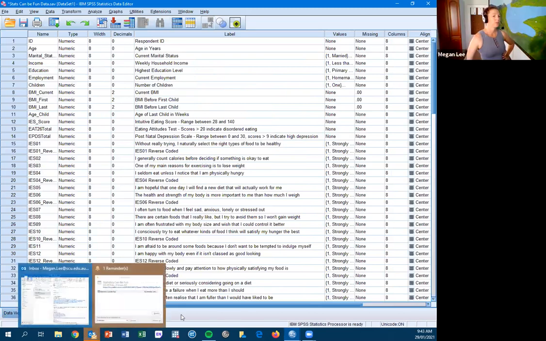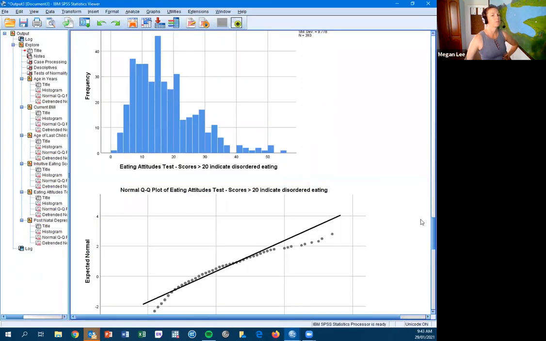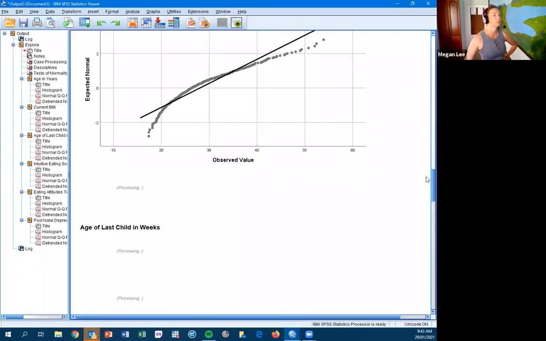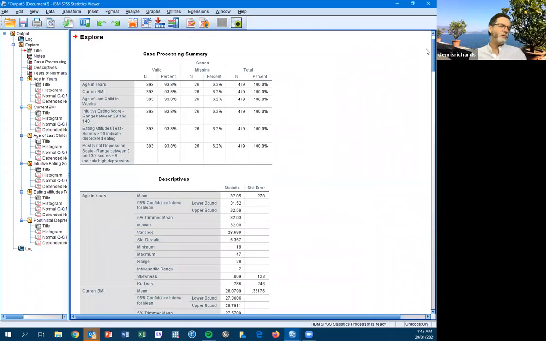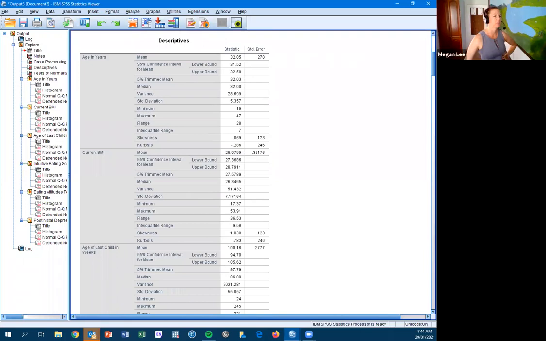Cool. Where's our output gone? There it is. All right. That's really interesting. So why did the 48-year-old not show up? Did you work that out? No. It might be because I clicked on exclude cases list-wise, which means if everything isn't in their data set, then they won't be included. Maybe I should change that.